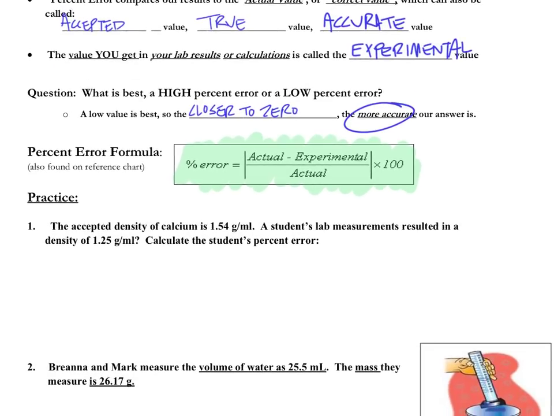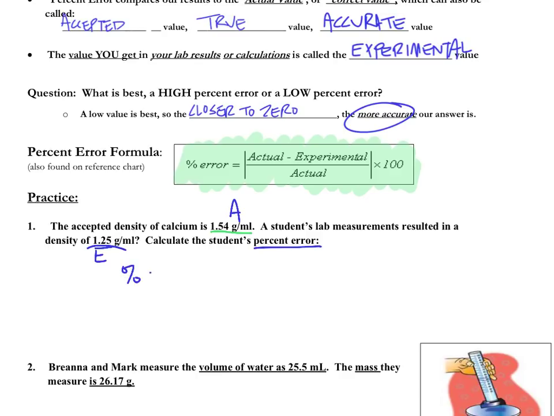All right, let's look at an example here. It says the accepted density of calcium is 1.54 grams per milliliter. A student's lab measurement resulted in a density of 1.25 grams per milliliter. Calculate the student's percent error. Well, the accepted density, this is the actual density. It's telling you what the actual density is. So I'm going to label that with an A for actual. The measurement, what the student measured in the lab, came out to 1.25. That is what they measured in the lab. That's the experimental value.